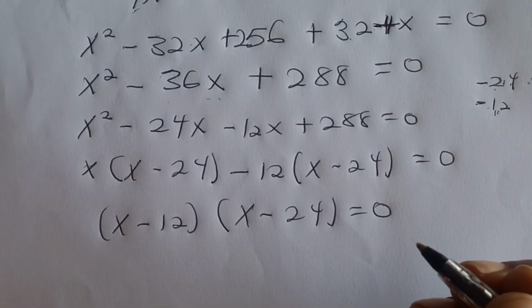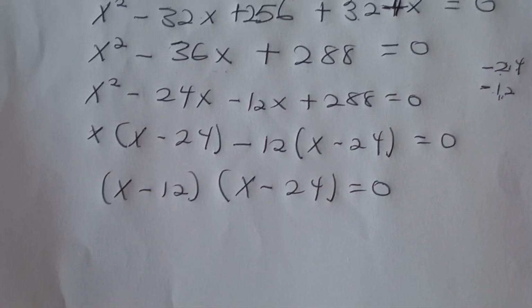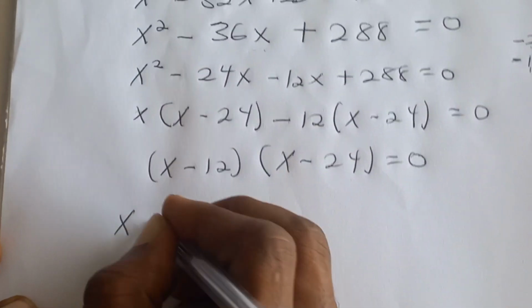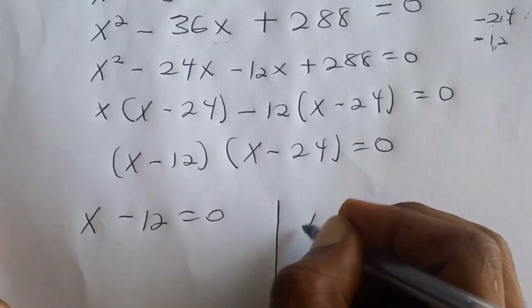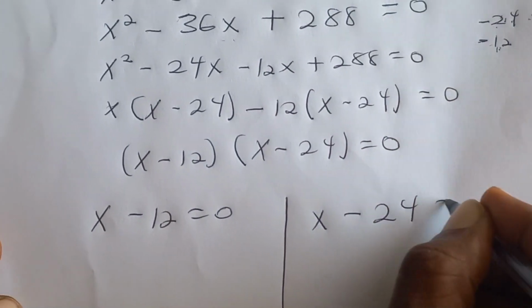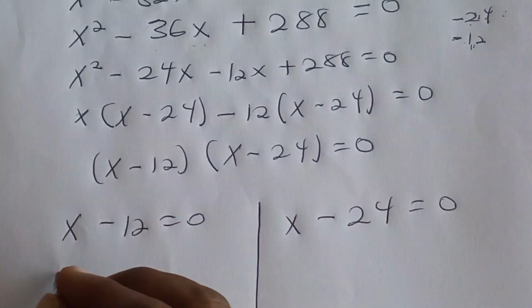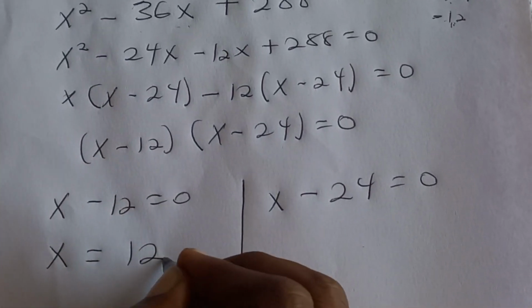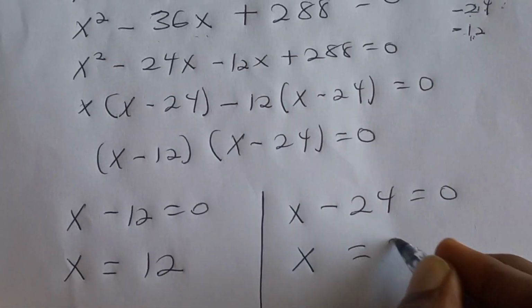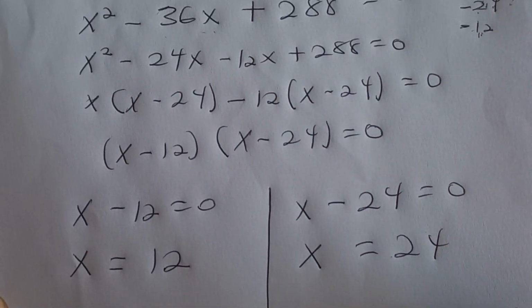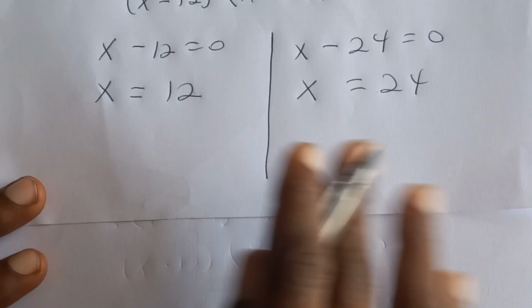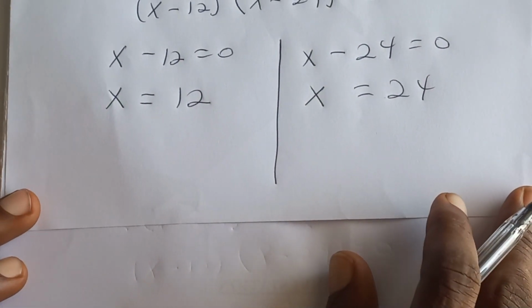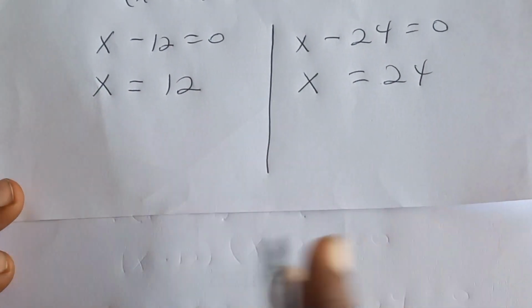Now you have bracket x minus 12, and you pick one, bracket x minus 24, which is equal to 0. Now we have two cases: x minus 12 is equal to 0, and x minus 24 is equal to 0. So in this case x is equal to 12, and here x is equal to 24. Now after getting these answers, let's verify whether x equal to 24 or x equal to 12 satisfies the equation.